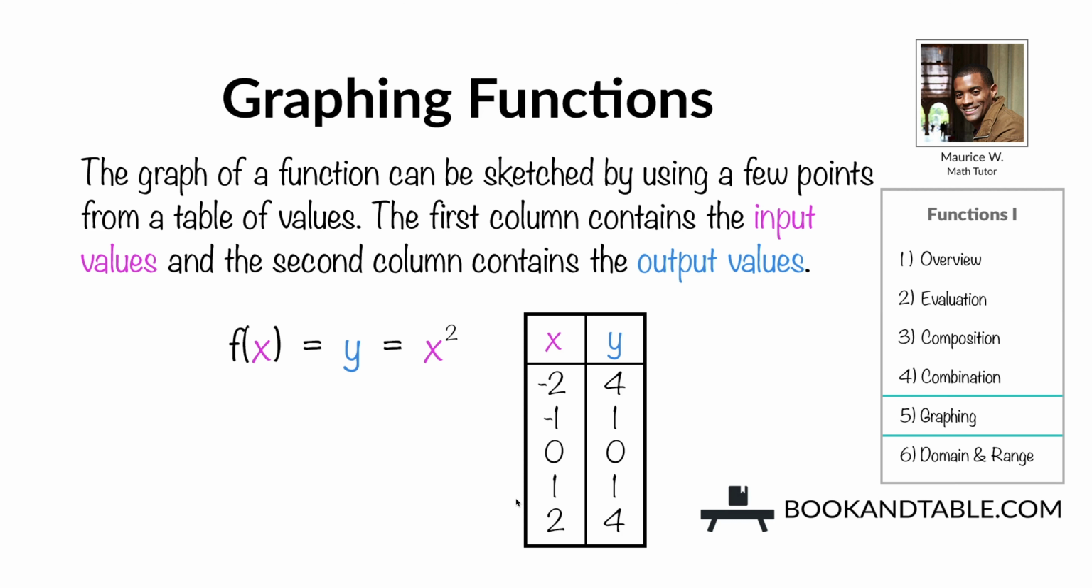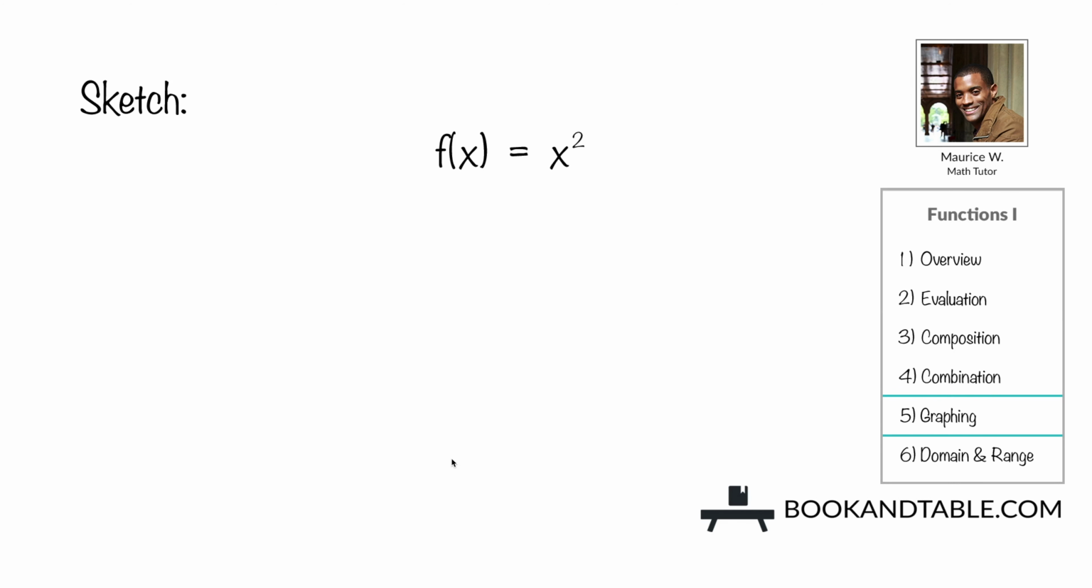Let's now move on to the next section of the chapter, in which we will discuss graphing functions. Now, the graph of a function can be sketched by using a few points from a table of values. The first column contains the input values, and the second column contains the output values. So the first column is our x's. We plug these values into x, and the number in the second column beside it is the result of plugging in that number. Now the best way to review graphing functions is to go through an example together, so let's do so.